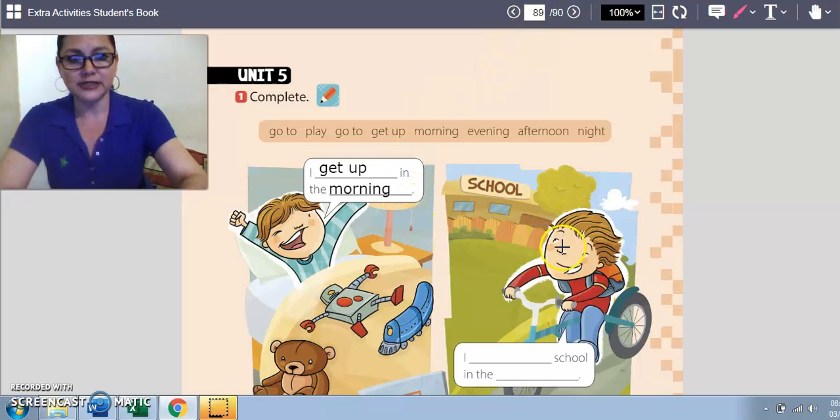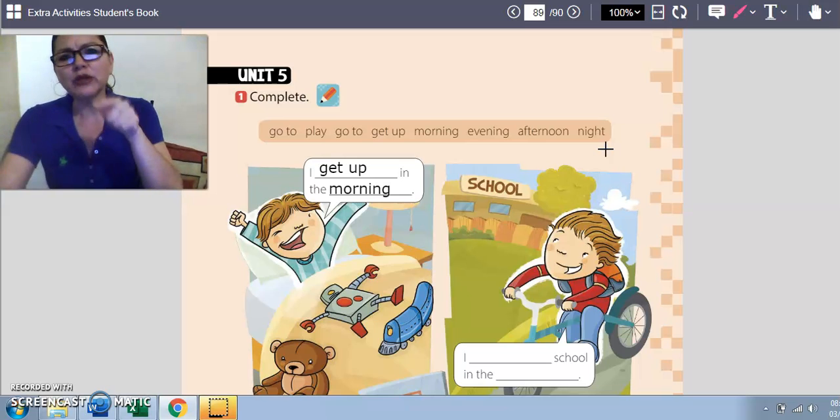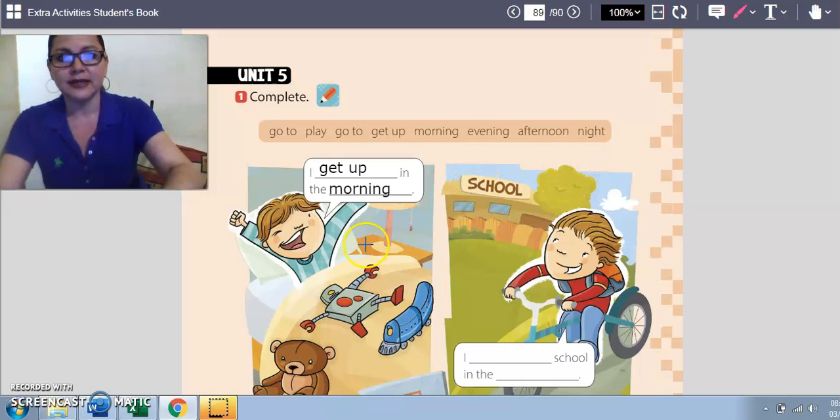Look at the pictures. Look at the activities. You have some activities in the word bank. You have the activities in the word bank, okay? Look at the pictures. I'm going to help you with the first one. Te voy a ayudar con la primera, okay? Pay attention. Look. Look at the picture, okay? Look at the picture. I get up. And you're going to do this, okay?